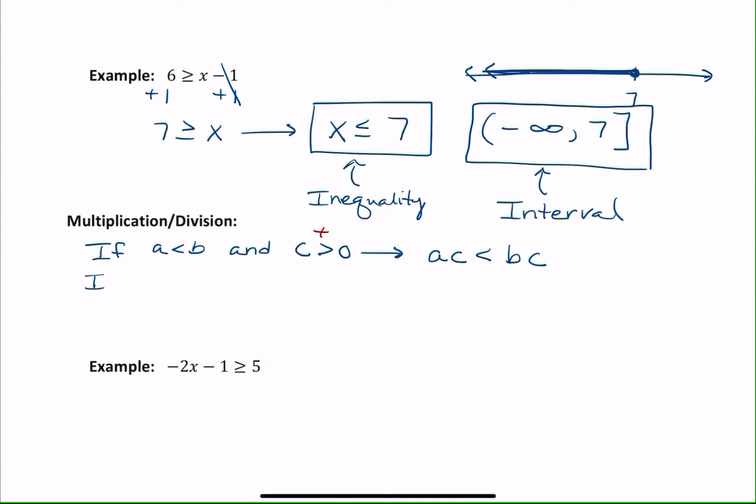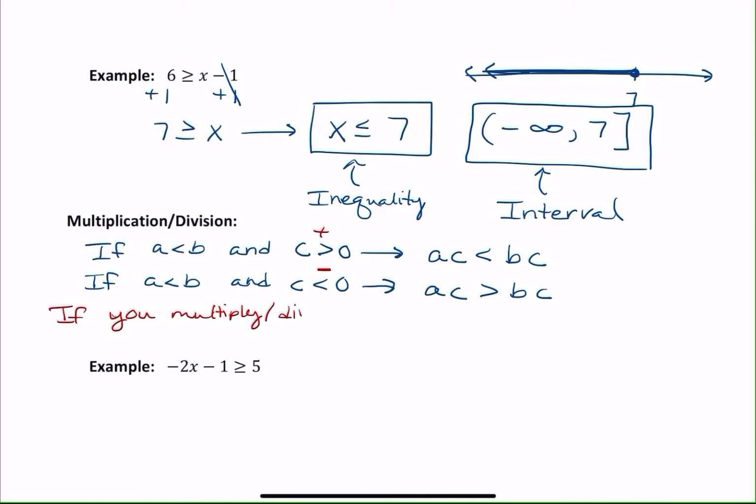However, if A is less than B and C is less than 0, so C is a negative number, it's going to switch your inequality sign. So instead of being less than, it's going to change it to greater than. So basically what you need to remember is if you multiply or divide by a negative, then you need to flip the inequality sign.